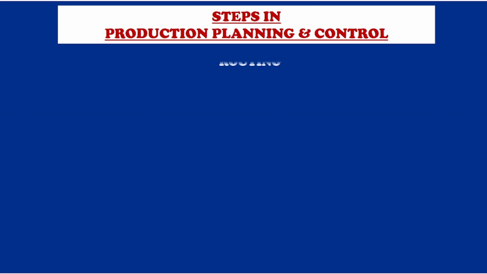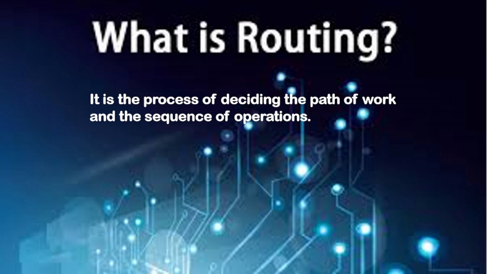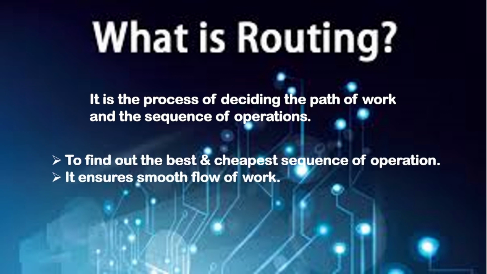The very first step is routine. Production planning and control starts with routine. It is the process of deciding the path of work and the sequence of operations. Basically, deciding the lot size, deciding about the quality, deciding about the quantity of raw materials required, what and how much to make exactly. The main objective of routine is to find out the best and cheapest sequence of operation to be followed. While manufacturing, it ensures smooth flow of work.